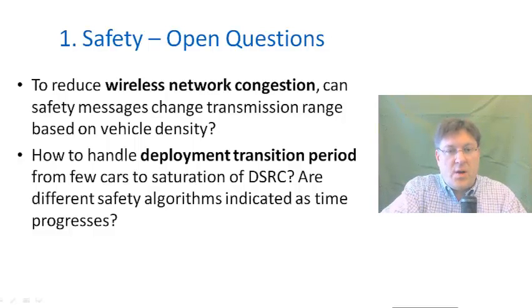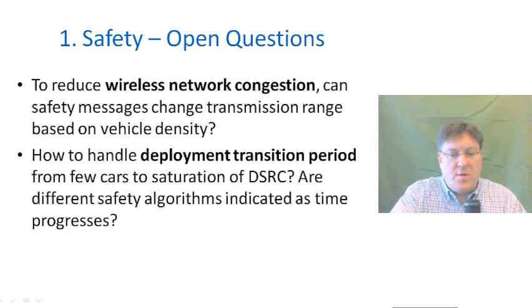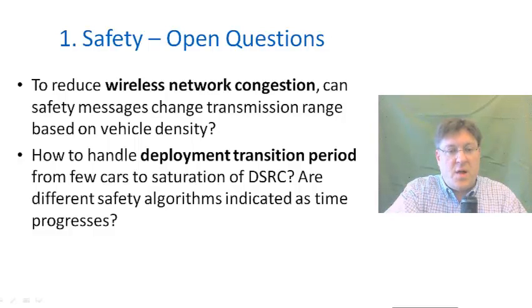How can we reduce wireless network congestion? With all these messages being transmitted 10 times per second by every car, what if you have a parking lot full of cars? Nobody could communicate. Some people are looking into changing the message transmission range based on vehicle density, but it's still really an open question. Another question is how to handle the deployment as we transition from very few cars with this type of network equipment installed, to a saturation of these DSRC systems in all the cars. There's going to be a transition period, and how are we going to handle safety algorithms as we go from point A to point B?